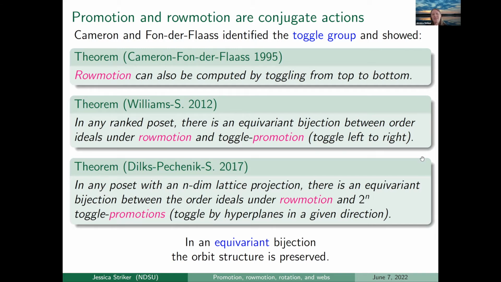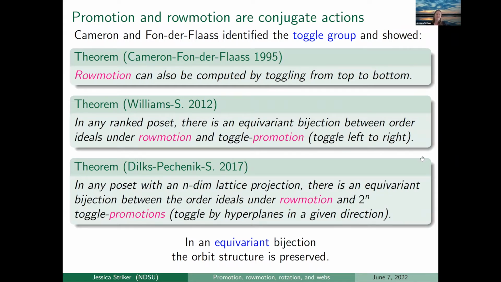namely Rowmotion. And while we're on this slide, I did want to mention there's more than just top to bottom and left to right that are conjugate elements in the toggle group. Say you take your poset, if you embed it in the n-dimensional lattice, you actually can toggle by 2 to the n different sorts of hyperplanes and get actions that are conjugate to each other. And this will come up a little bit later in the talk.